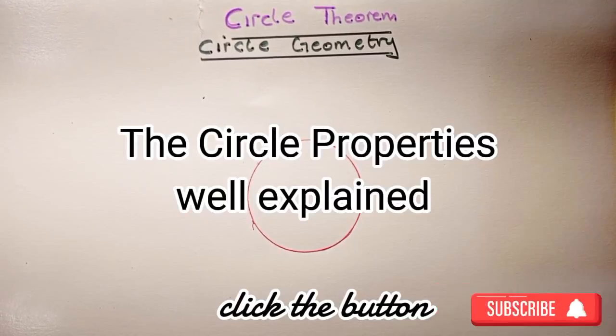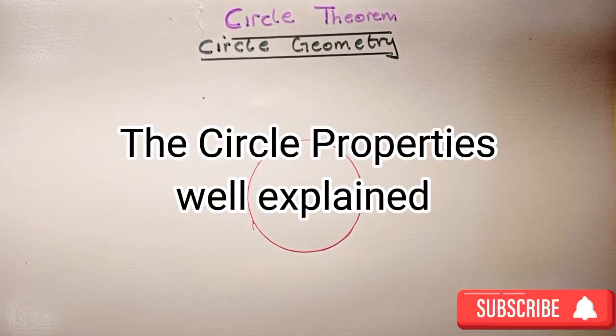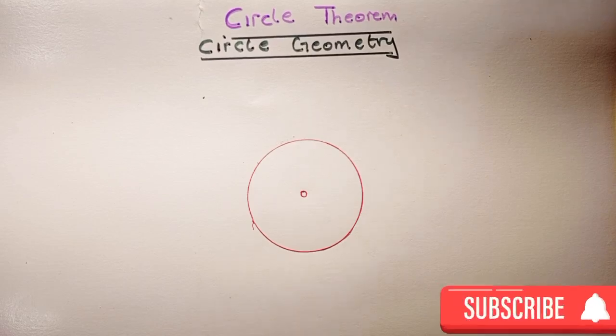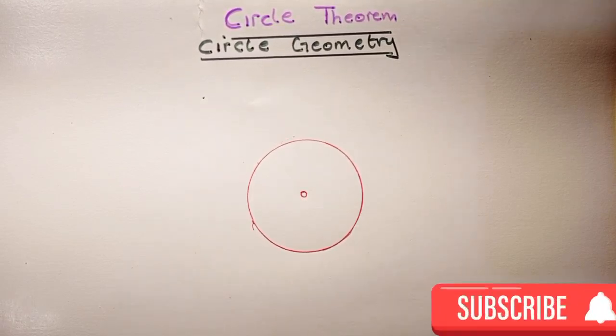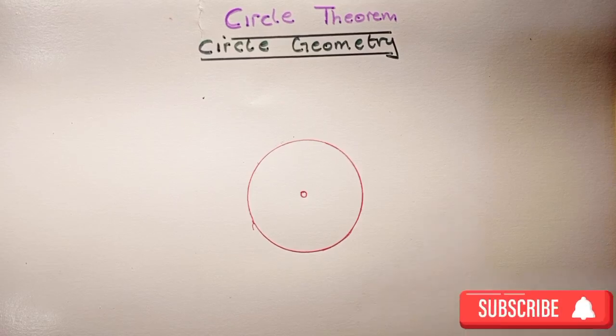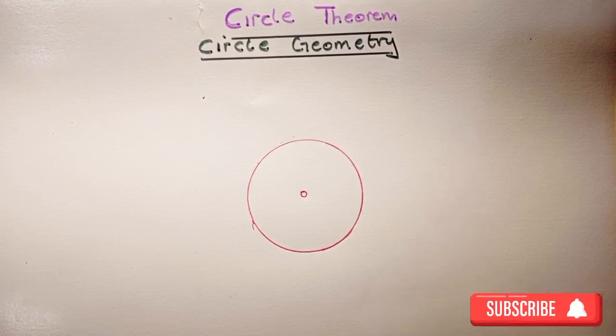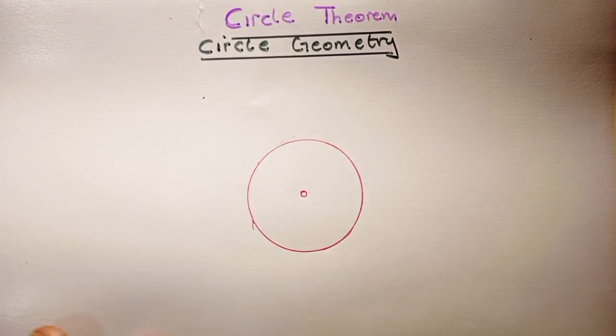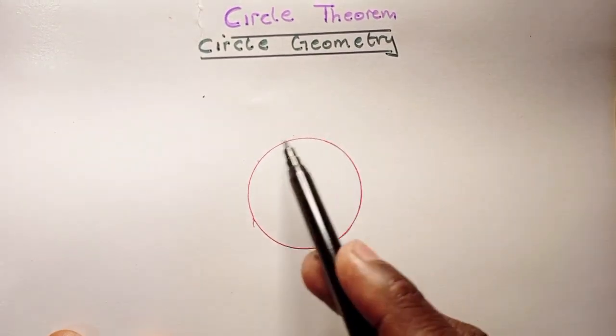So in this video, we'll be explaining a few concepts under circle theorem, or sometimes they call it circle geometry. But we'll be talking about properties that you need to know under a circle. This question comes in paper 1, never misses. So what you are seeing here is a circle.